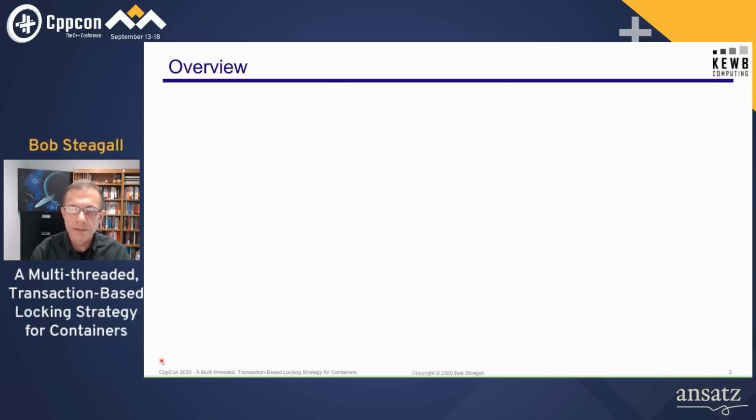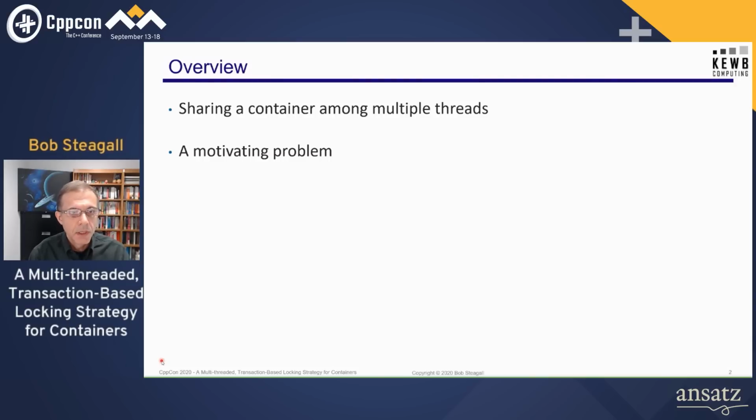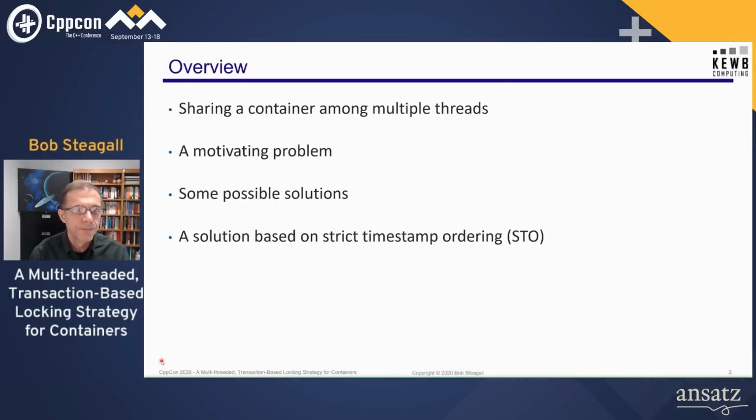So we've got a lot to go through. I'll jump right into it. So sometimes when we're doing work, we have a multi-threaded application and we need to share a container amongst multiple threads. So I'll talk about the motivation. I'll talk about some solutions. I will then describe my solution, which is based on a concept called strict timestamp ordering. I'll talk a little bit about the testing and show some test results and summarize.